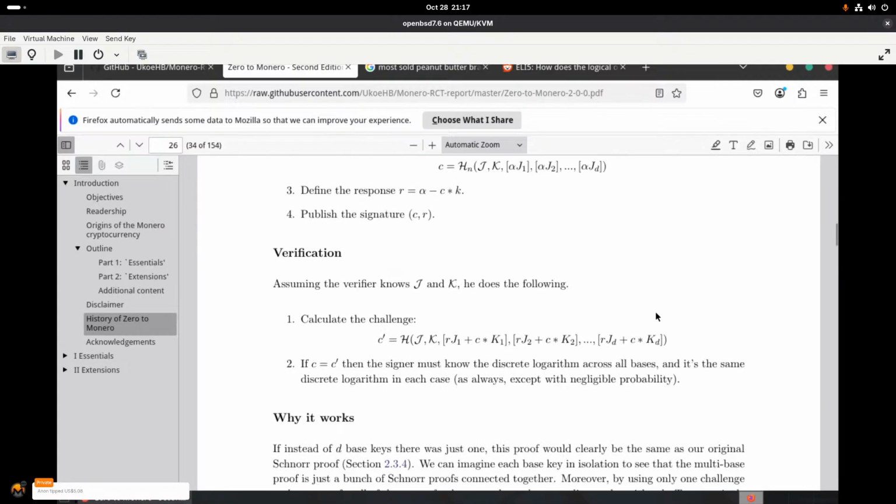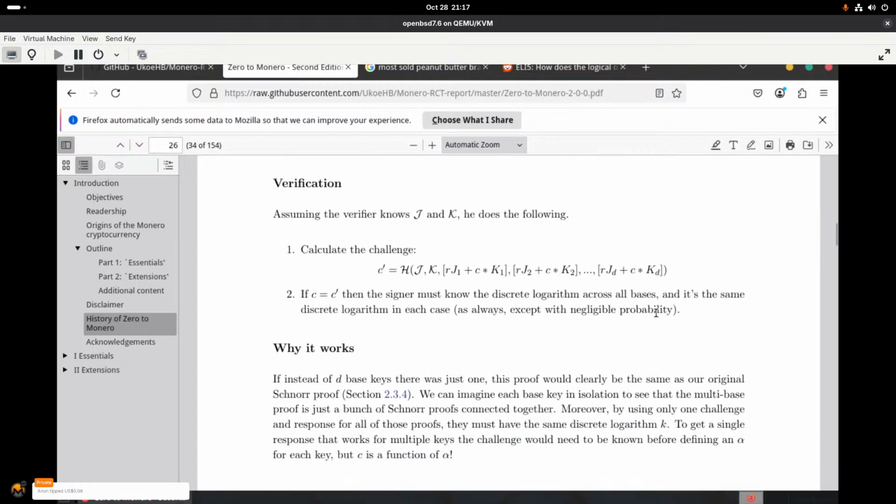Verification. Assuming the verifier knows J and K, he does the following. Calculate the challenge c' equals Hn of J, K, rJ1 plus cK1, rJ2 plus cK2, through rJD plus cKD. If c equals c', then the signer must know the discrete logarithm across all bases, and it's the same discrete logarithm in each case, as always, except with negligible probability.